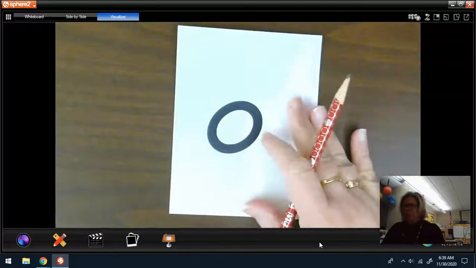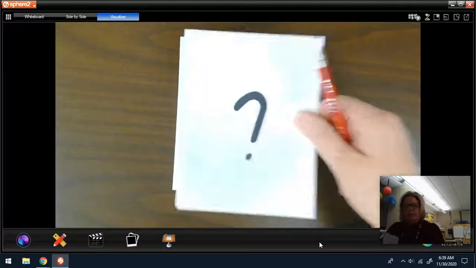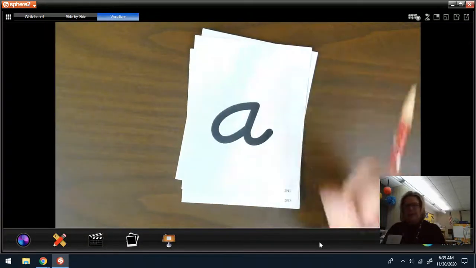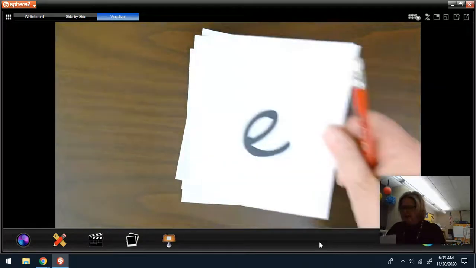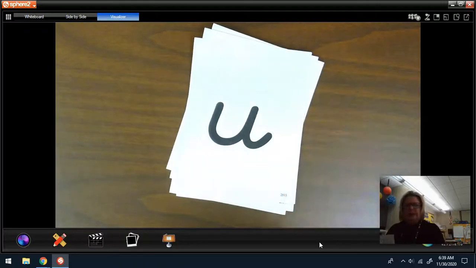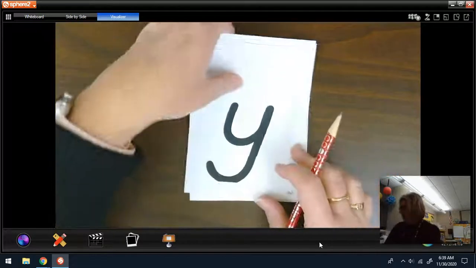We're just going to do a real quick review of our vowels and their sounds. So that vowel is O. It says ah and O. I says I and I. A says a and A. E says E and E. U says U or U. And Y can say E or I. All right. So let's do a real quick review then of our sight words that we have already learned, and we'll add a new word today.